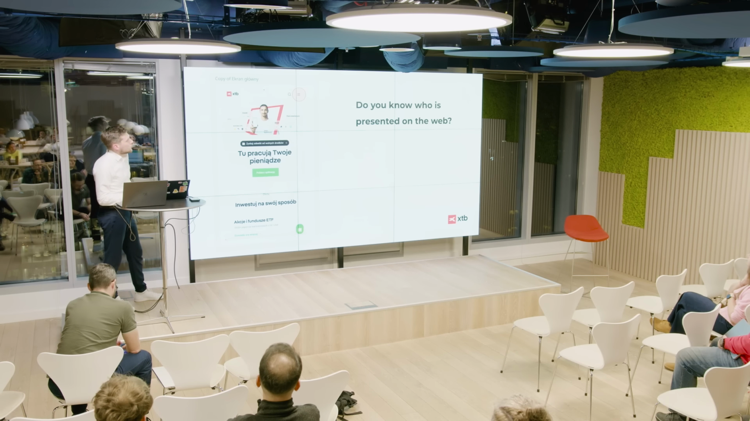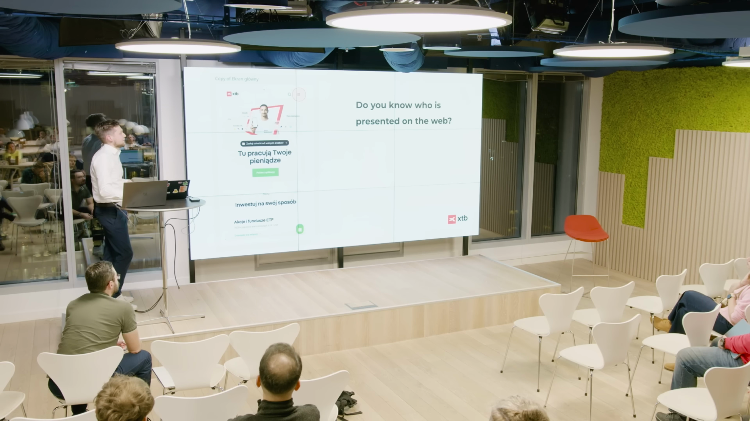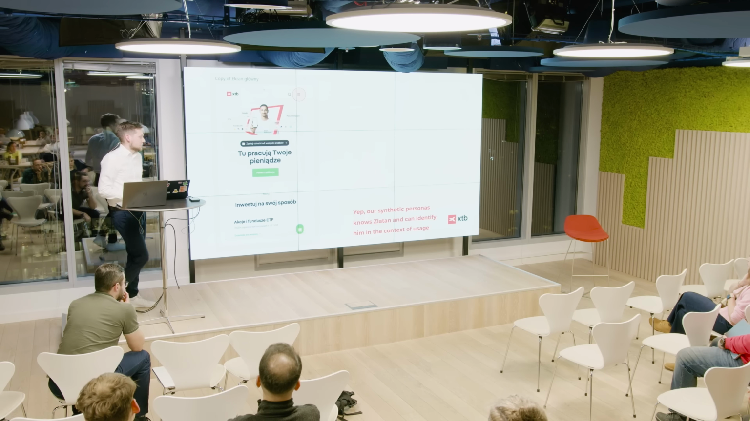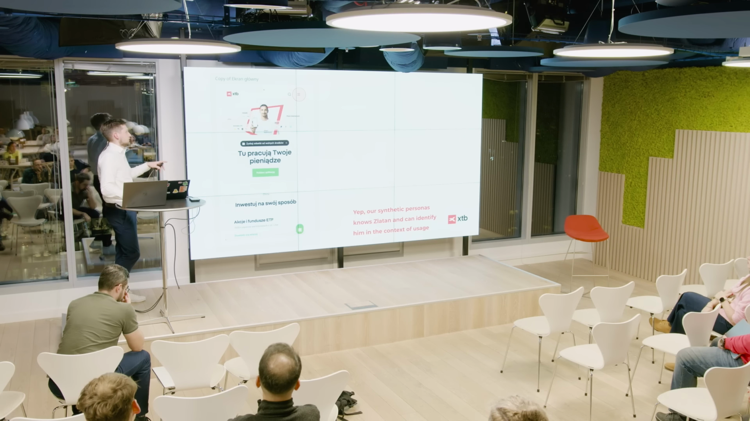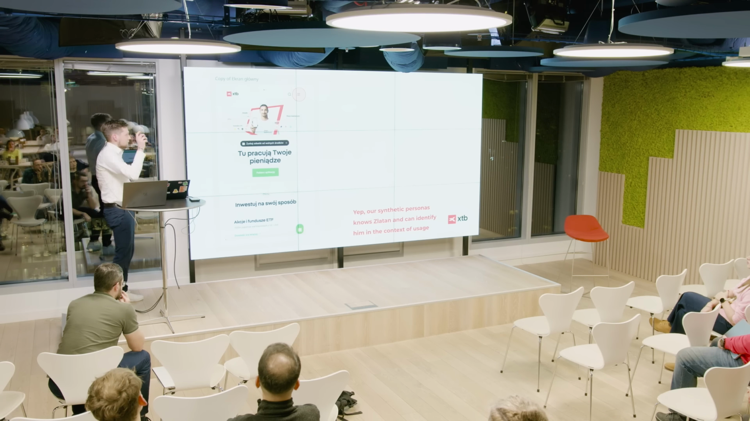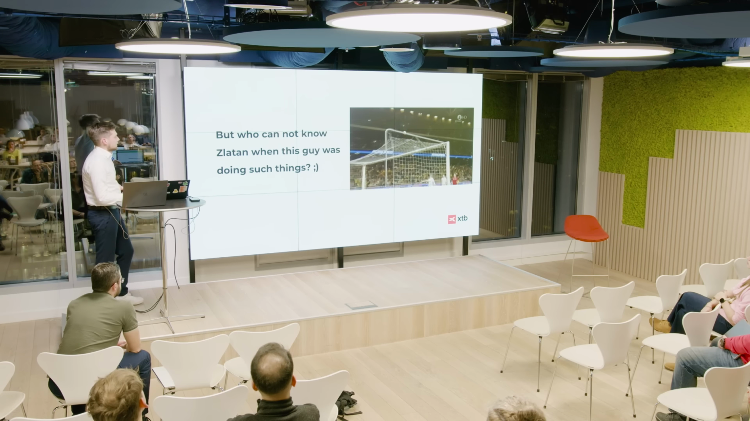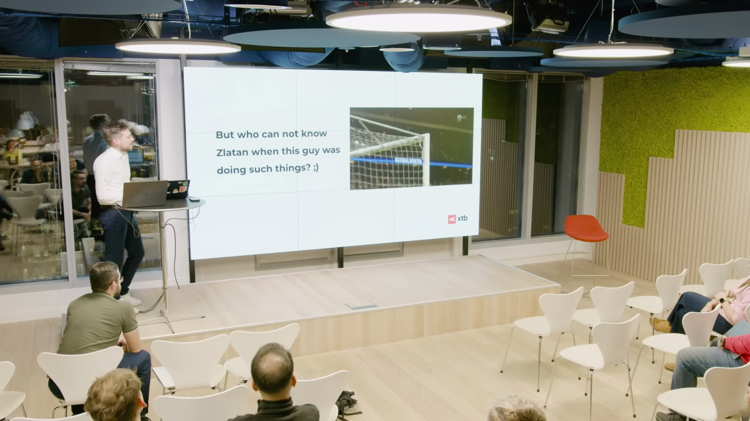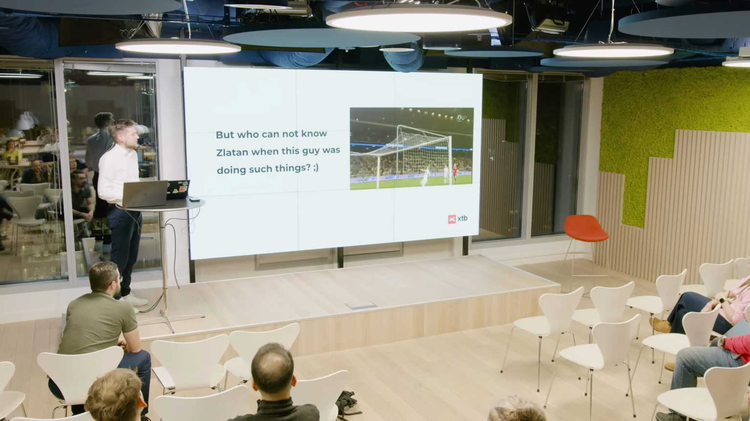Okay. Do you know who is presented on the web? Yeah, we also would like to understand if the model understands who our brand hero is. And obviously, synthetic personas know Zlatan, and this is not a mock-up, this is just a print screen, right? So yeah, it can identify Zlatan and the context that he's holding a phone, etc. Yep, but obviously, who cannot know this guy when he was doing such things, right? Bicycle kick with England in 2012.